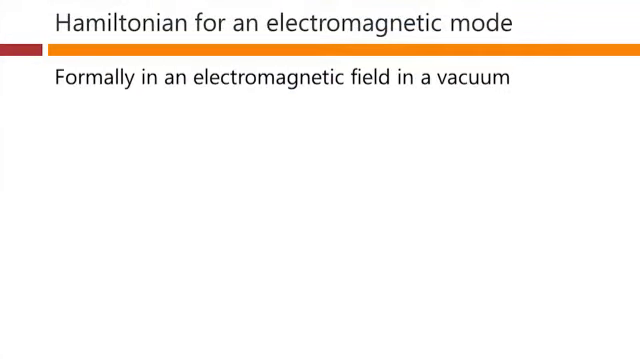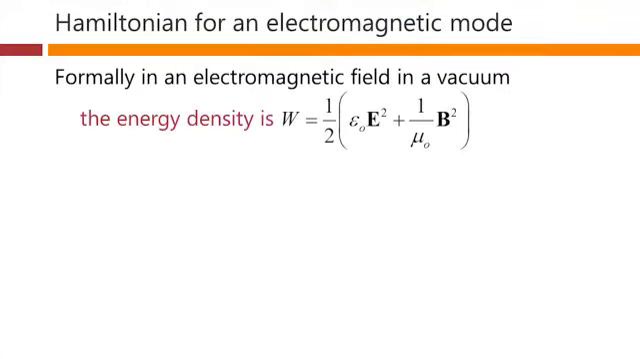Formally, in an electromagnetic field in a vacuum, the energy density, which we could call W here, is 1/2 epsilon naught E squared plus 1/2 1 over mu naught times B squared. That's a standard result in electromagnetism. So that's the amount of energy there is per unit volume.